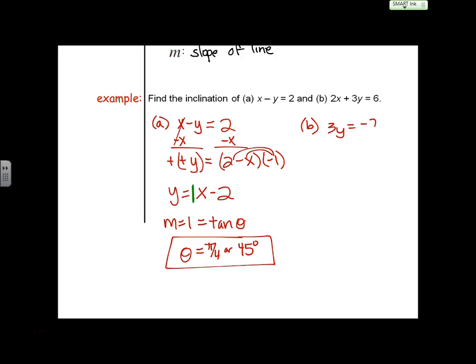Is it a special unit circle one? No. So we're going to have to use our calculators. Oh well, sometimes that must happen.